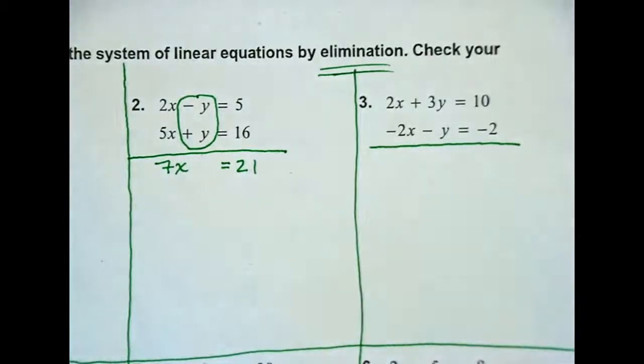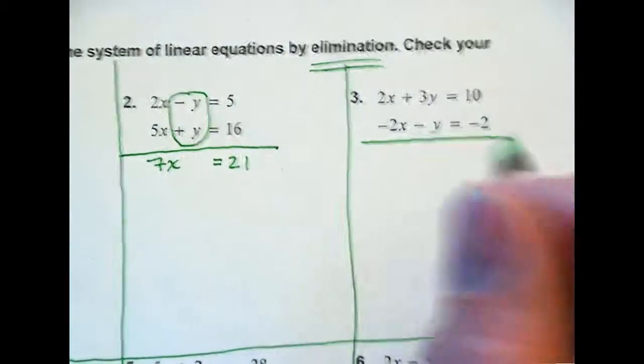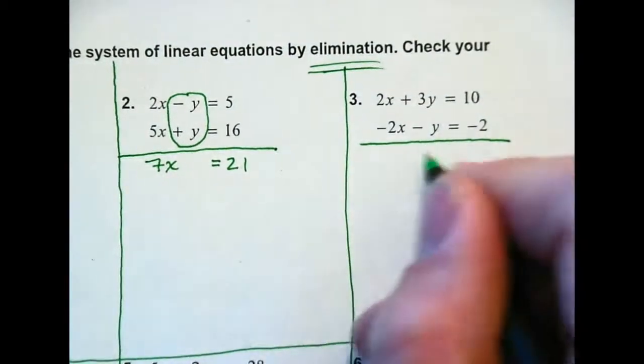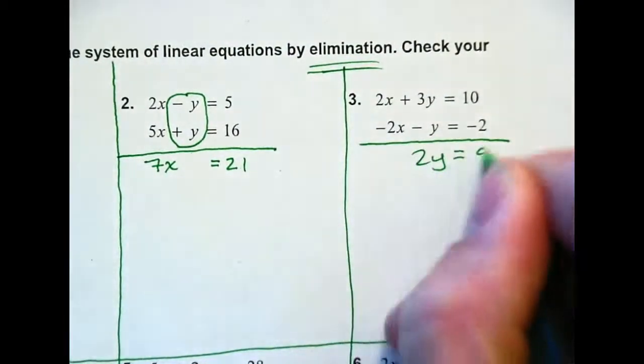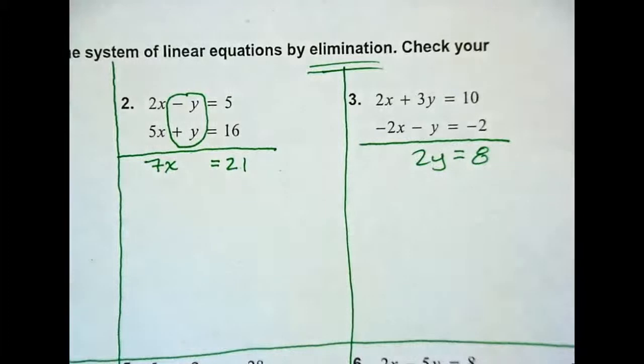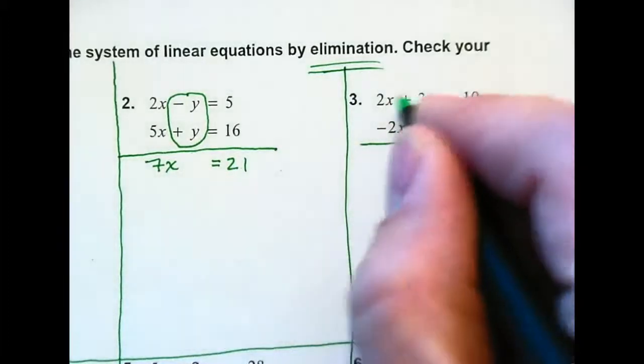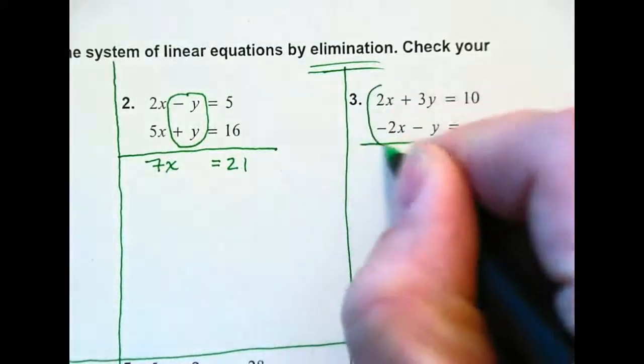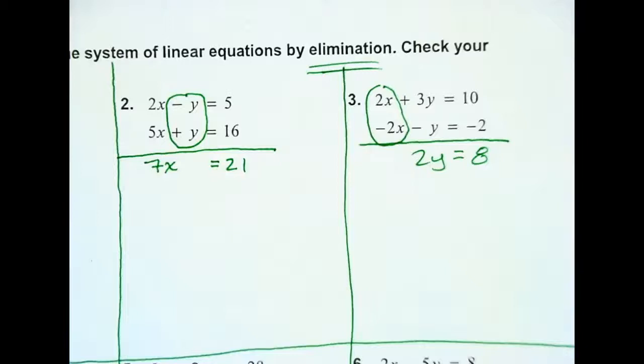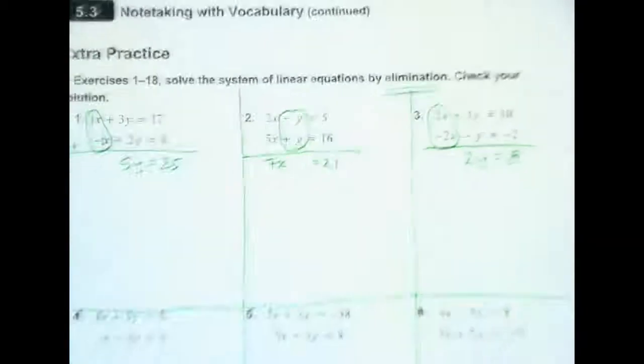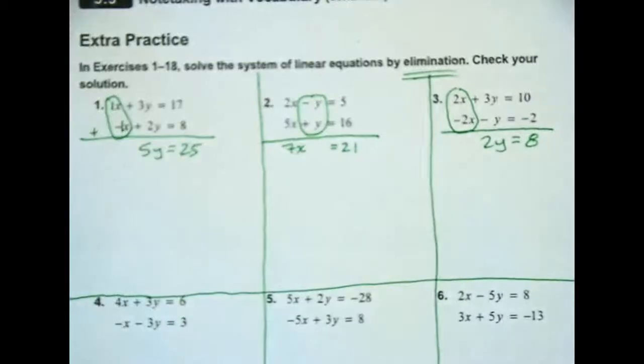All right, Toki, what'd you get? 2y equals 8. Everyone agree? What eliminated? The 2x. The 2x's, okay. Why did those things eliminate? Tell your neighbor why they eliminated. The things that we've circled in 1 through 3, why did those eliminate?